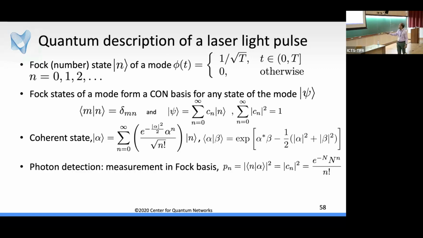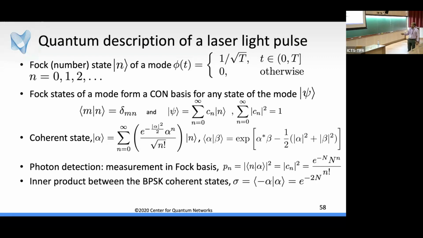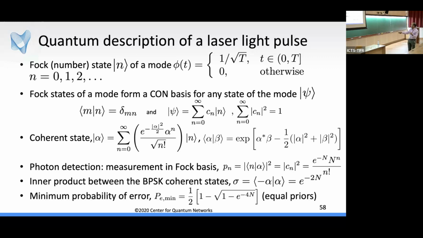Okay, so now I can write down photon detection as a measurement in the Fock basis. Your probability of getting n clicks is given by the Poisson distribution, which you may not be familiar with, but this is the quantum notation of everything. And the inner product between the two BPSK coherent states, alpha and minus alpha: you take this formula and substitute beta equal to minus alpha, and you'll get e to the minus 2n. Plug it into that formula for the Helstrom bound, 1/2 (1 minus sigma squared). The sigma squared is just e to the minus 2n squared, e to the minus 4n. So that was the derivation of the minimum probability of error.